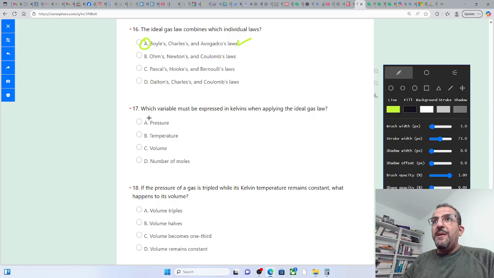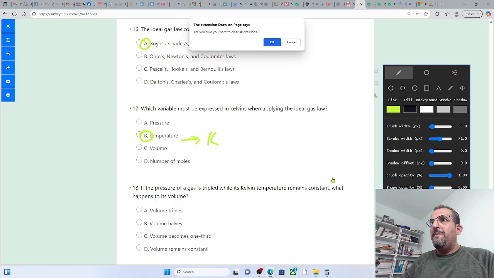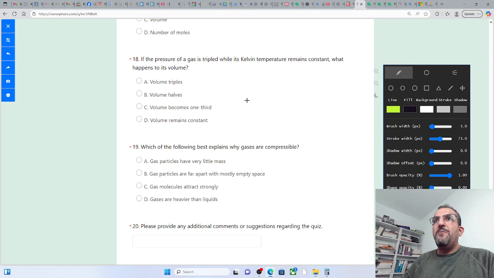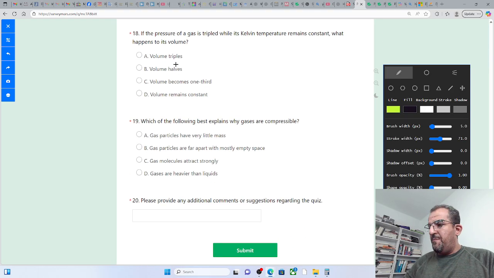For number 17, which variable must be expressed in kelvins when applying the ideal gas law? It is straightforward, guys. So of course the temperature needs to be converted to Kelvin. Let's move now to number 18.